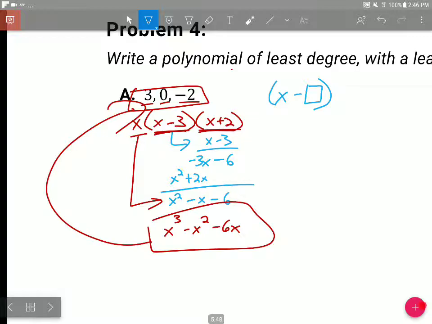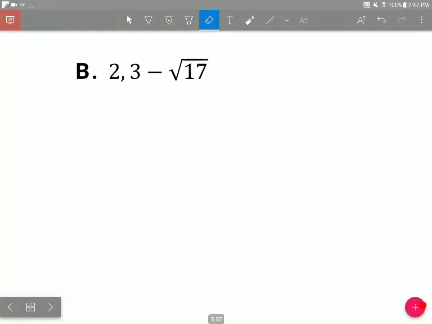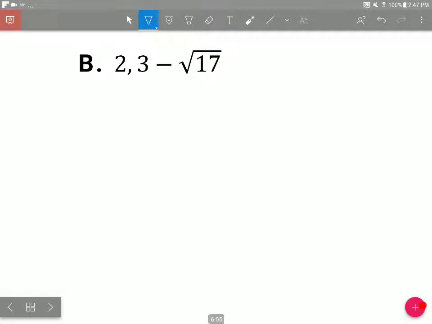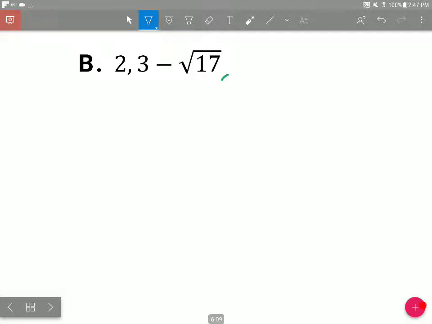Okay. Let's ramp it up a little bit. Nobody groaned. Interesting. All right, letter B. So let's look at letter B real fast. If I have 2 and 3 minus the square root of 17, what other factor do I also have? Another solution, I should say. Give you a hint, it starts with a 3. Plus the square root of 17.